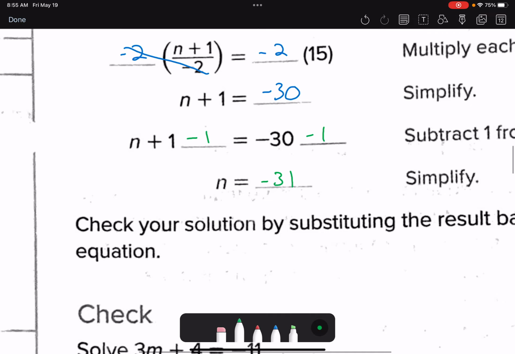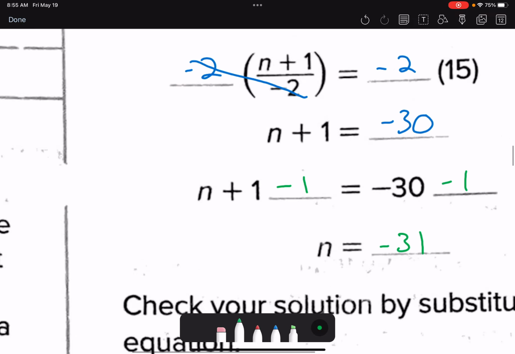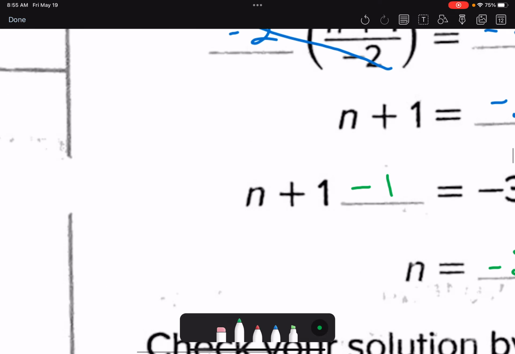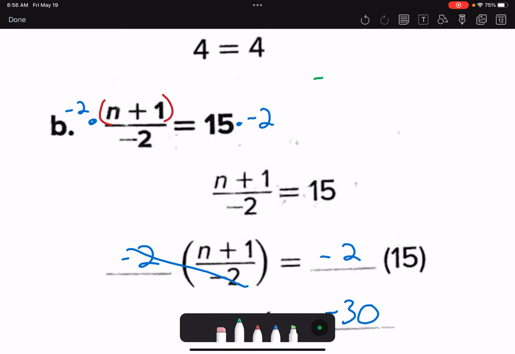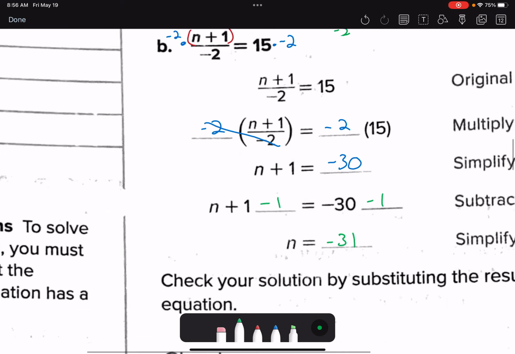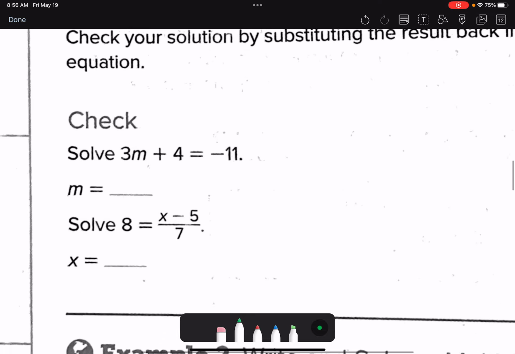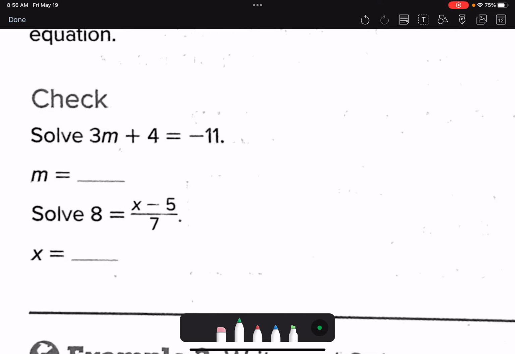I'm going to go ahead and check that it's correct. Let me go back up to the original problem here. So I have -31 plus 1 over -2. -31 plus 1 is -30, and -30 divided by -2 is in fact positive 15. I am correct. All right, let's take a look at these ones down here. Give the first one a shot and see if you got it.